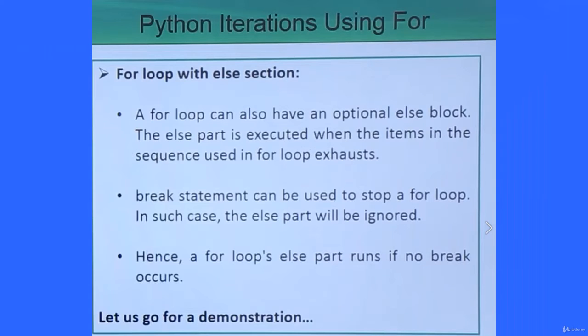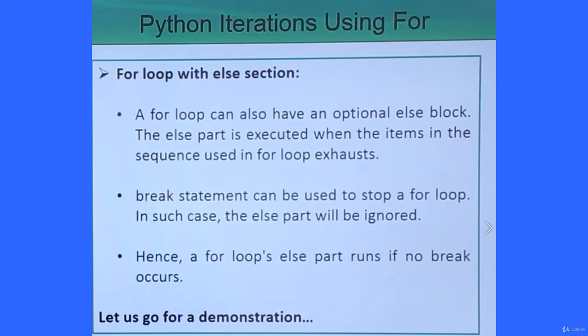For loop with the else section. A for loop can also have an optional else block. The else part is executed when the items in the sequence used in the for loop are exhausted. When the sequence gets exhausted, the else part gets control. A break statement can be used to stop a for loop. In such a case, the else part will be ignored. Hence a for loop's else part runs if no break occurs. If there is a break, the else part will not be executed. Otherwise the else part will be executed, when the sequence gets exhausted.